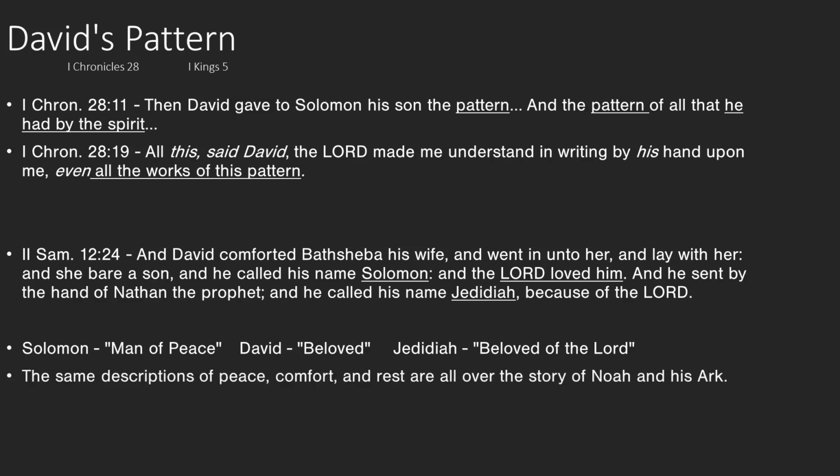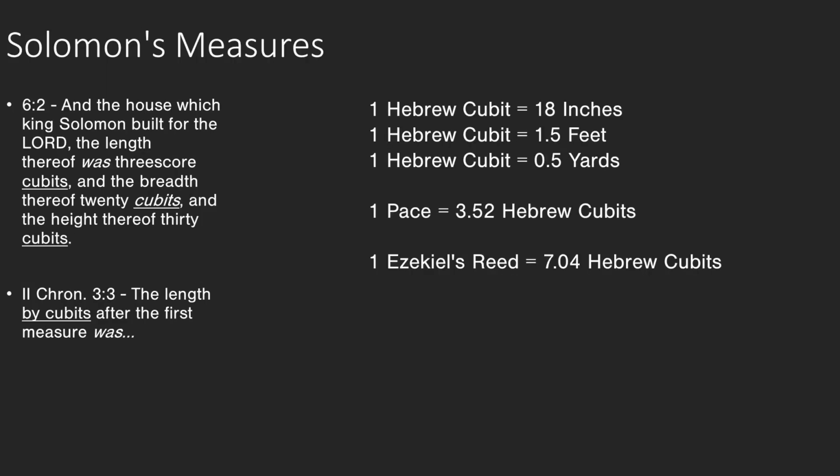This peace idea we looked at in Noah and his ark, but Solomon had a reign of peace, and a very rich reign it was. Solomon's measures are the same as Moses' back in 1 Kings chapter 6. And the house which King Solomon built for the Lord, the length thereof was 60 cubits, and the breadth thereof 20 cubits, and the height thereof 30 cubits.